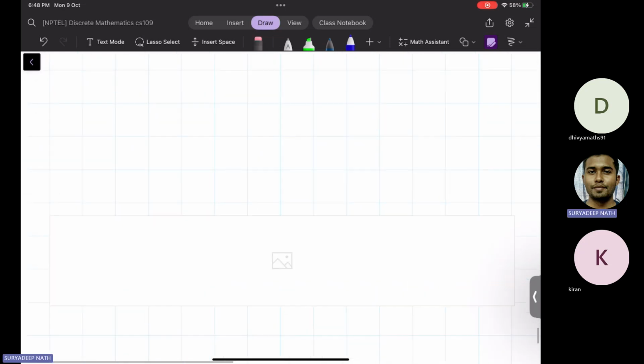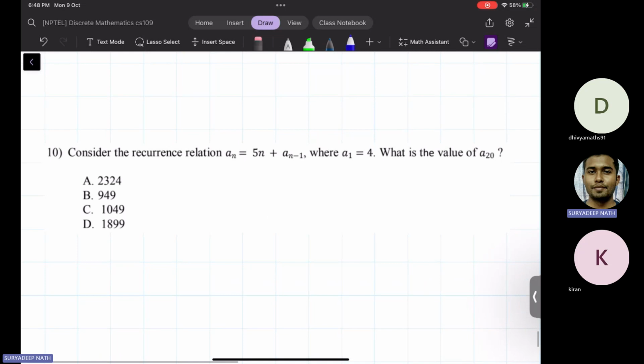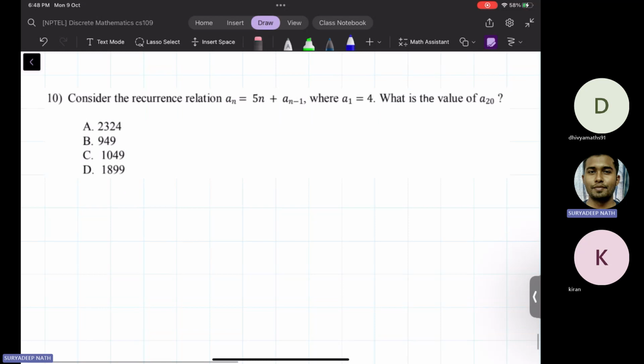Coming to the final question for our discussion. We have a recurrence relation a n equals 5n plus a n minus 1, starting with a1 equal to 4. What is the value of a20?